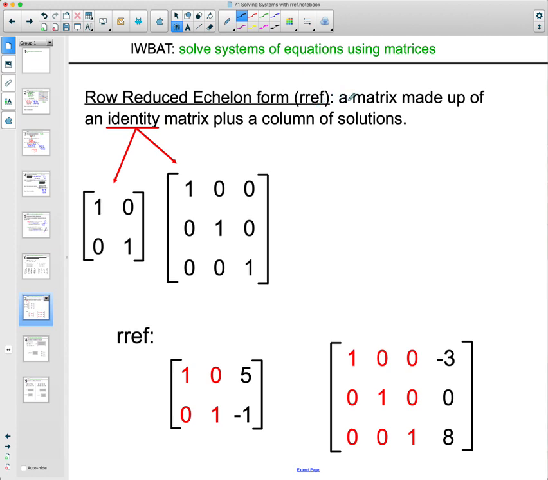So row reduced echelon form is going to have an identity matrix, which is simply just ones along this column. So if it's a 2 by 2, it's got ones along this diagonal, zeros everywhere else. A 3 by 3 is going to have 3 ones along this diagonal and zeros everywhere else. So you're going to see that identity matrix and then the answers to your system.